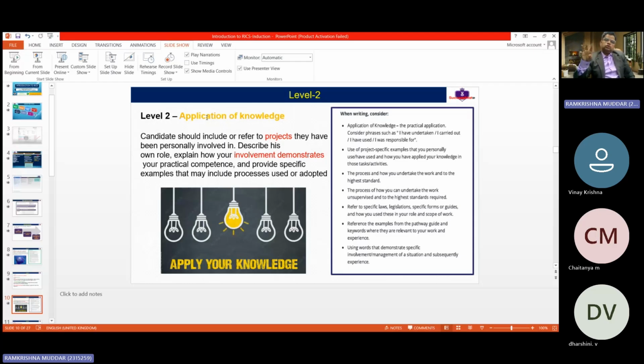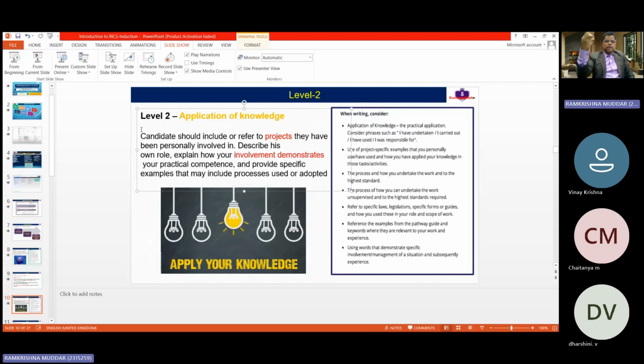Now level two is about application. How have you applied this knowledge? Let's go back to the same example. You have gained the knowledge of quantity takeoff through university. Now in level two you have to write how you applied it. If you see this, the candidate should include or refer to the project they have been personally involved in, describe their own role, and explain how their involvement demonstrates their practical competence. That means you are already working in a company, and you show how you applied the knowledge gained from level one.